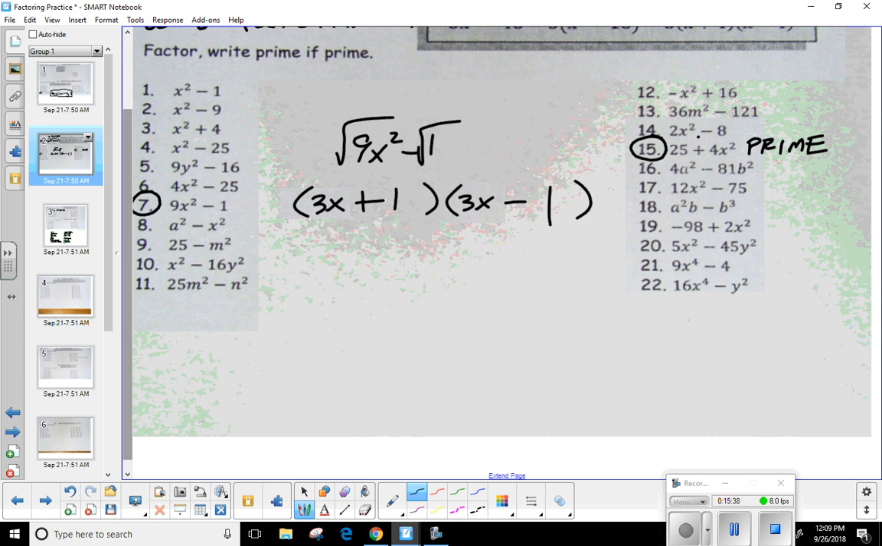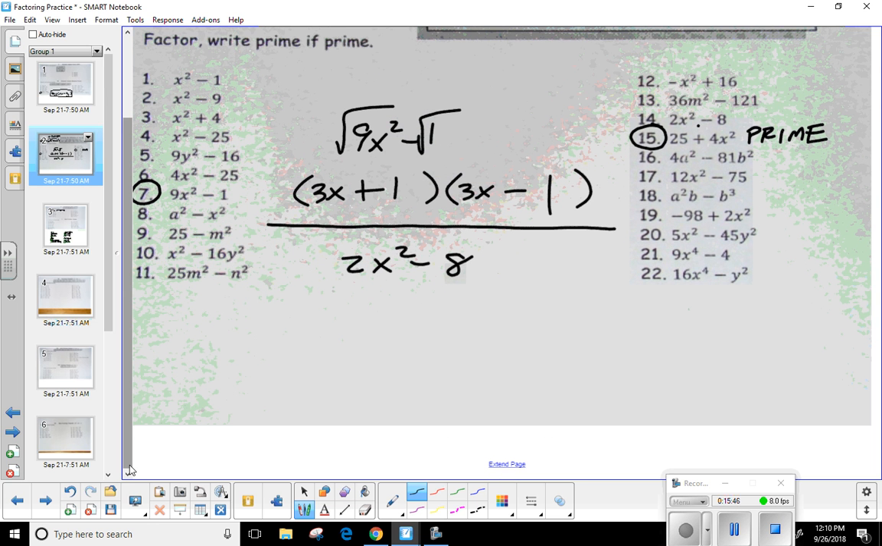Okay. Let's try number 14. 2x squared minus 8. First off, is there a GCF? Yes, 2. Okay, so I'm going to pull out the 2. Bring down this minus here. So what's 2x squared divided by 2? X squared. And then minus what? 4, because 2 times 4 would give me 8, right?